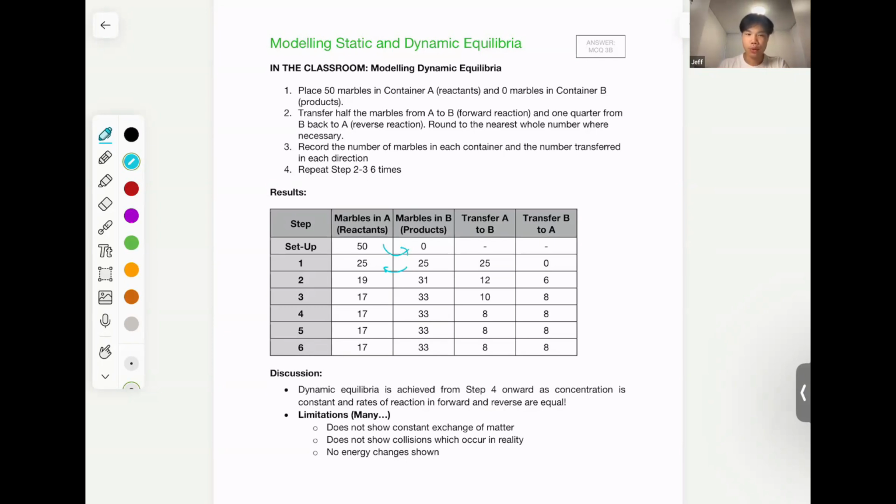Eventually, you would find that the rate of exchange becomes constant once you reach certain concentrations. Sorry, the rate of exchange becomes equal once the concentrations reach a certain amount. And from there, the concentrations stay constant and the rates of reaction stay equal and constant.